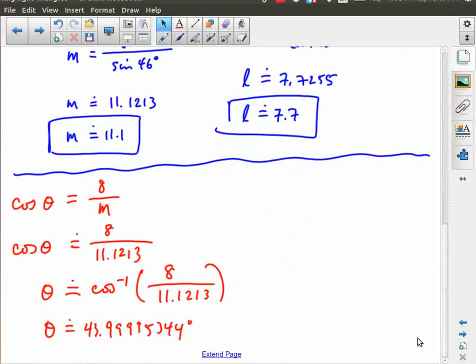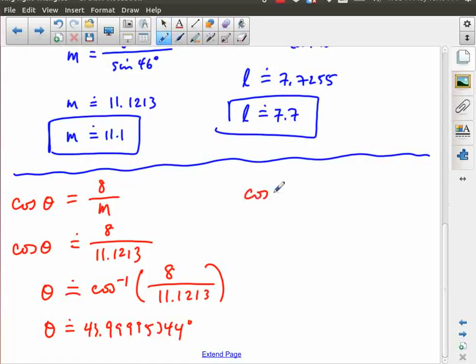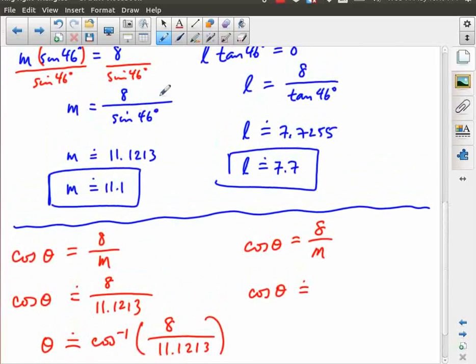So how can we improve upon that? Here is the other option. Cosine theta is equal to 8 divided by m. And so now I'm actually going to do this calculation in my calculator again. Right here, this is how I found m. So I'm going to go to my calculator, I'm going to put 8 divided by the sine of 46, and that's in my calculator now.